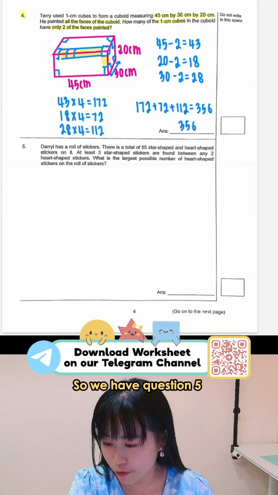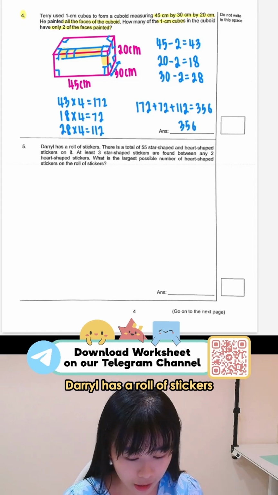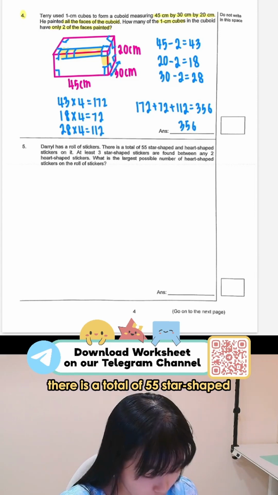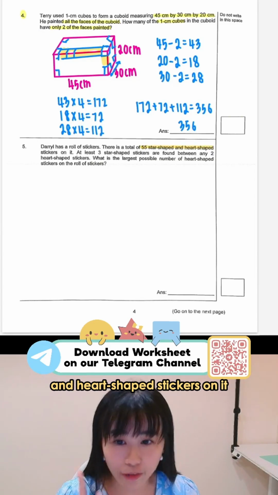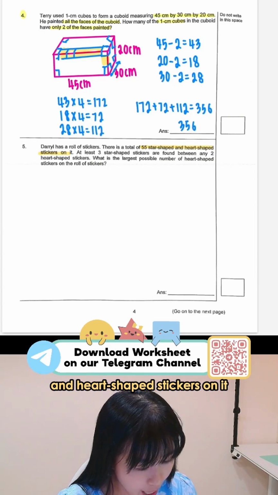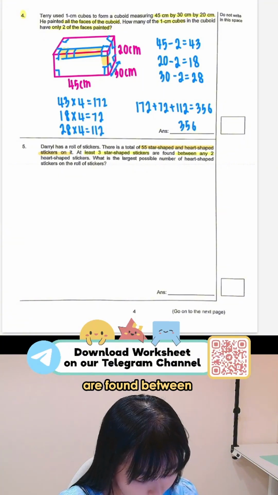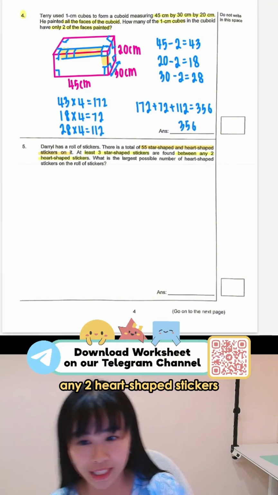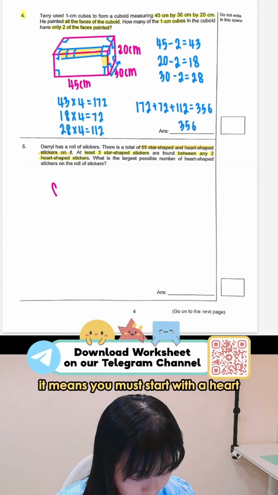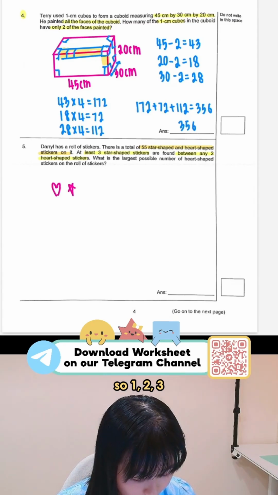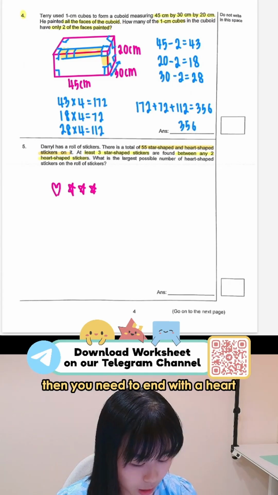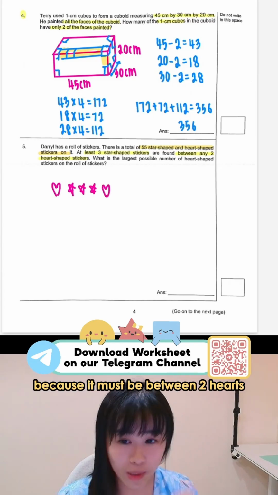So we have question 5. Daryl has a row of stickers. There is a total of 55 star-shaped and heart-shaped stickers on it. At least 3 star-shaped stickers are found between any 2 heart-shaped stickers. It means you must start with a heart first. Then you have at least 3 stars, so 1, 2, 3. Then you need to end with a heart because it must be between 2 hearts.